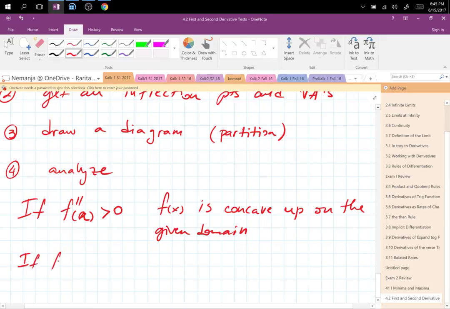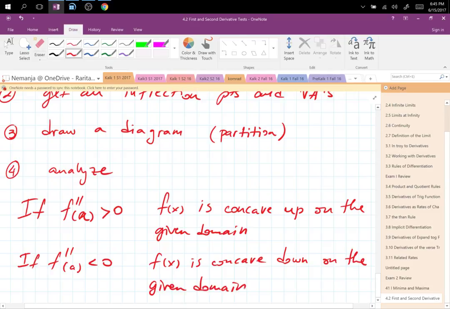And if the second derivative computed at A is less than 0, what happens then? Concave down. F of x is concave down on the given domain. So for the first derivative test, set the first derivative equal to 0, get critical points, and then do the testing. Don't forget vertical asymptotes if they are there. And for the second derivative test, you set the second derivative equal to 0 to find inflection points and so on.